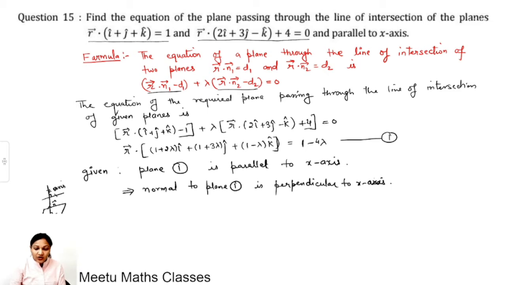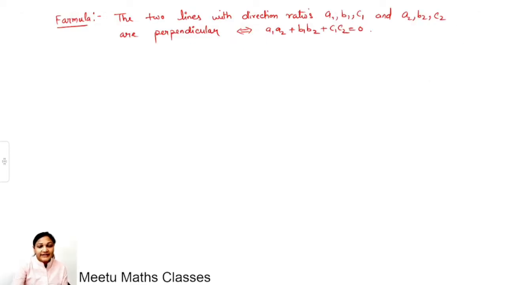Now normal to the plane is this, and x-axis is another line, normal is another line. Now there is a formula that if two lines with direction ratios a1 b1 c1 and a2 b2 c2, you have two lines, one has direction ratios a1 b1 c1 and another line has direction ratios a2 b2 c2, then the two lines are perpendicular if and only if a1 a2 plus b1 b2 plus c1 c2 must be equals to 0.